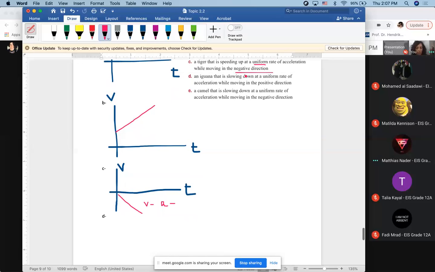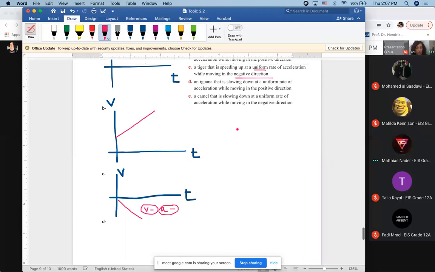Negative direction means you are under the time axis. So this is backwards. And since both are pointing in the same direction, you speed up. And they actually said speeding up.